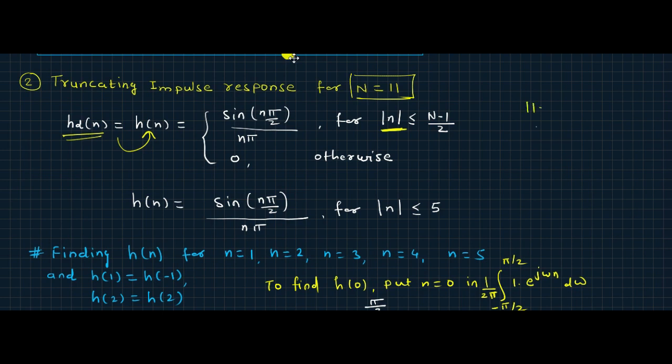So what is N? N is (11 minus 1) divided by 2. So it will be 10 divided by 2. It is 5. So what is the range? So mod of n should be less than or equal to 5. Okay, so we have this h of n now. Let us obtain the values of h of n for different values of n.